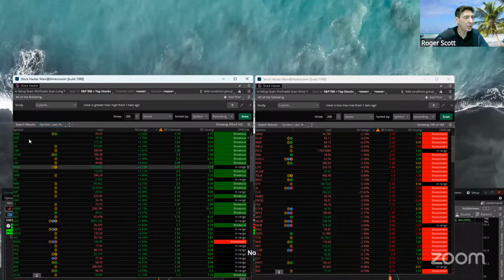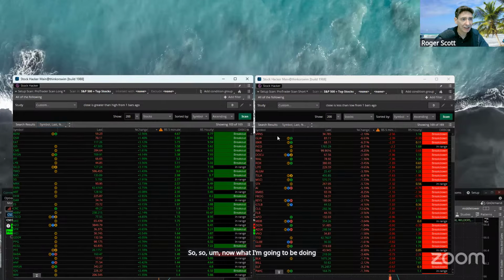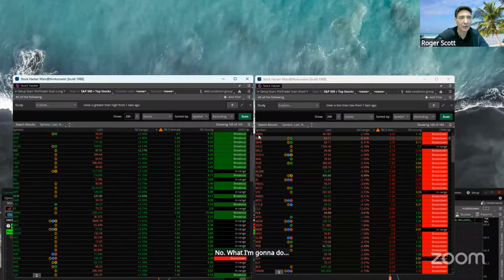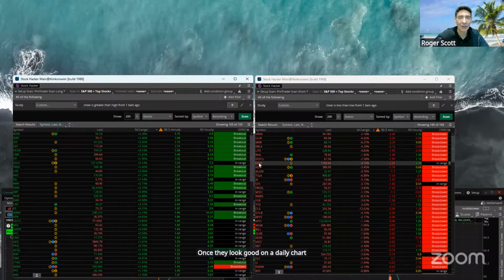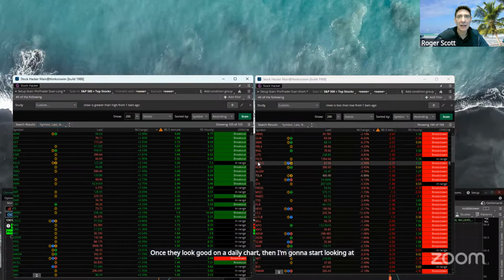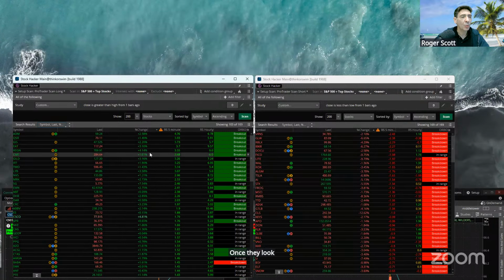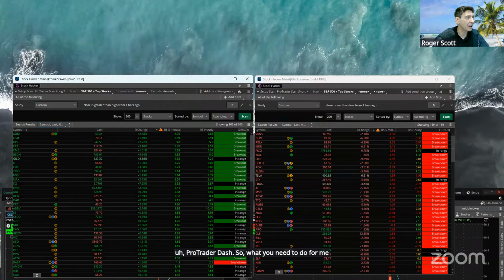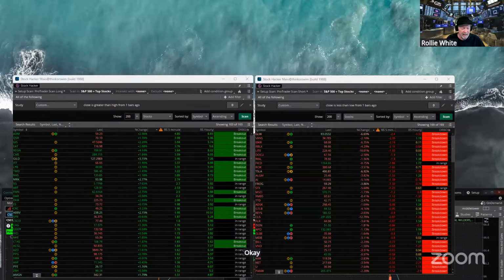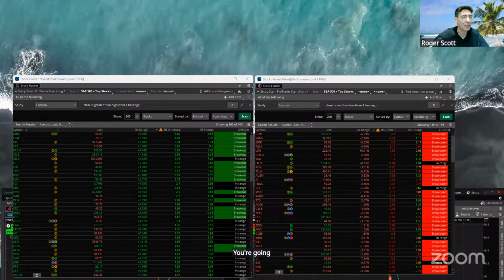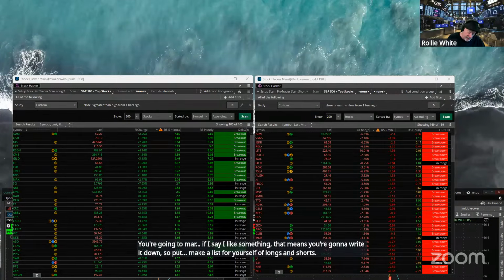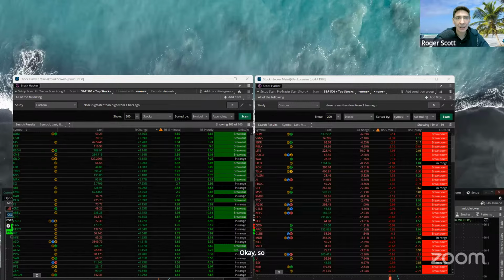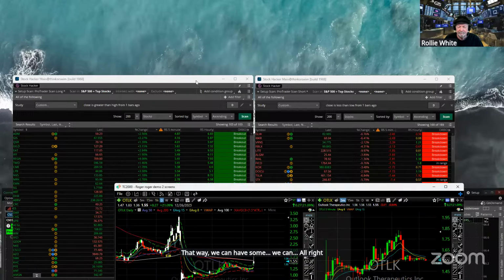So now what I'm going to be doing is looking at these stocks for ones that look good on a daily chart. Once they look good on a daily chart, then I'm going to start looking at them on the Pro Trader Dash. So Raleigh, you're going to help me out today, okay? If I say I like something, write that ticker down. Make a list for yourself of longs and shorts. Got you covered.